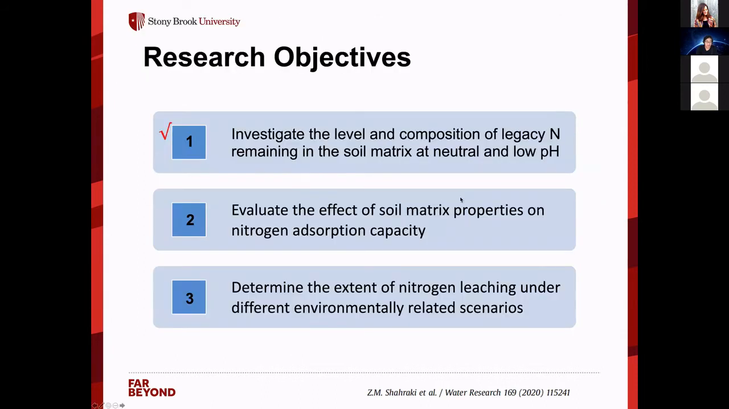With these experiments and calculations, we were able to investigate the level and the composition of the labile nitrogen remaining in the soil matrix. Next, let's look at how the soil matrix properties affect the presence and the capacity of nitrogen adsorption.